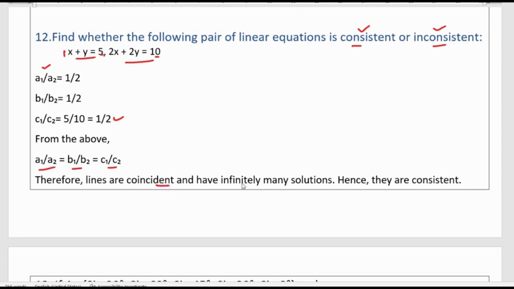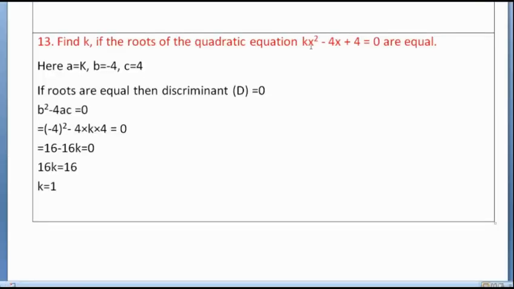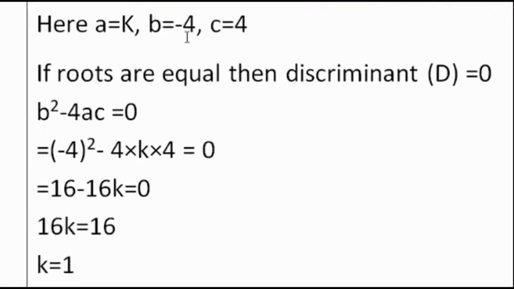So the lines are consistent. It has infinitely many solutions. If it has a solution, therefore lines are consistent. 13th question, find k if the roots of the quadratic equation kx square minus 4x plus 4 equal to 0 are equal. So this is the standard form of quadratic equation where a is k, b is minus 4, c is 4. If the roots are equal, then discriminant will be 0.